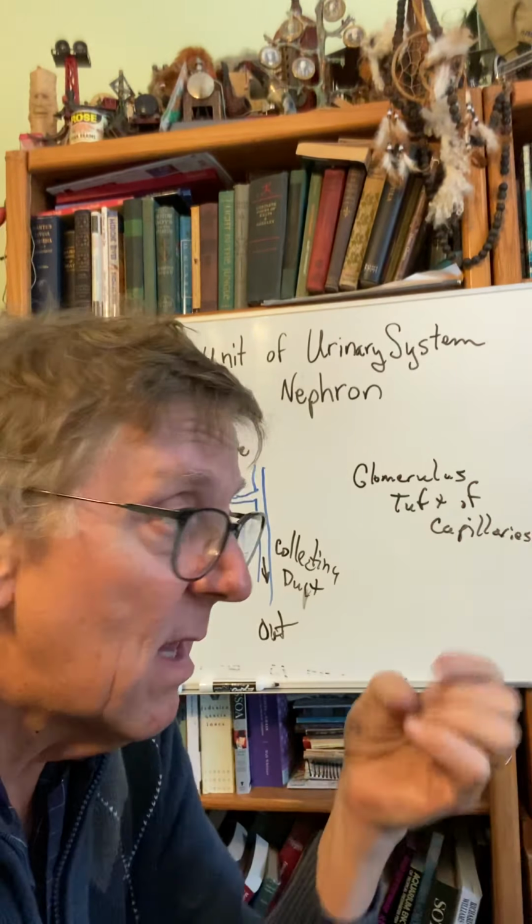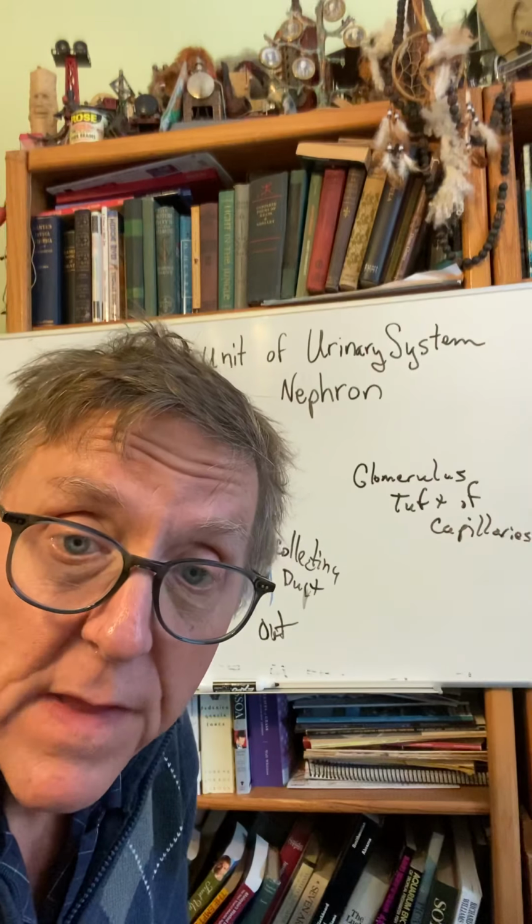Now we're going to have some special conditions that exist in and on the glomerulus, this little tuft of capillaries. We're going to talk about some holes being there, and then some cells that are going to be lying on top of the capillary.